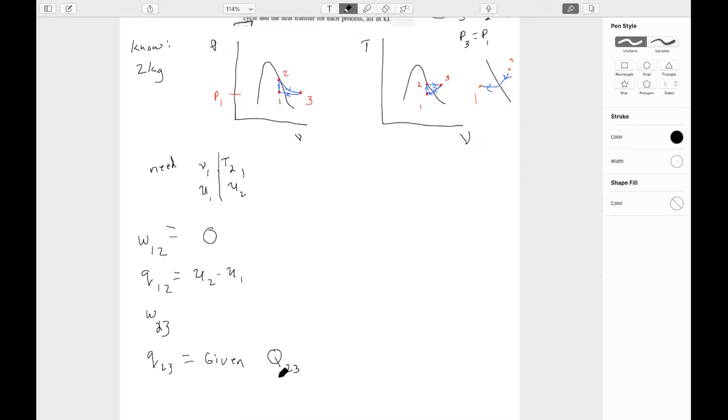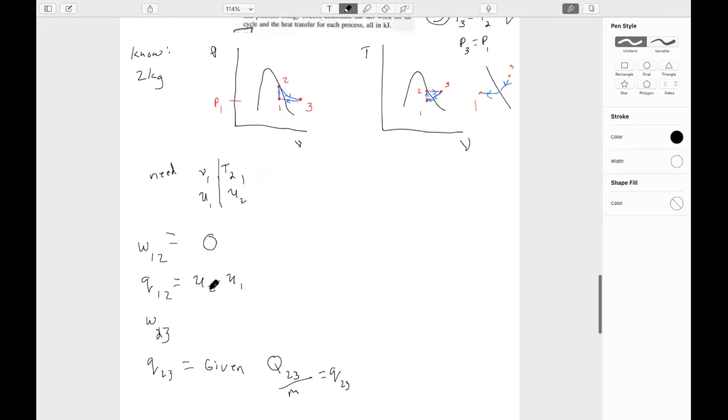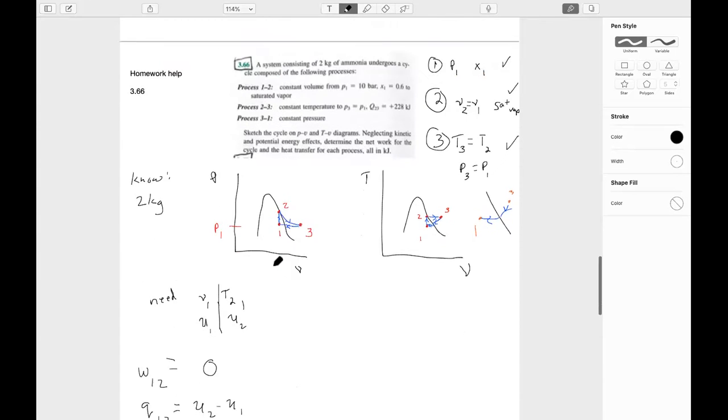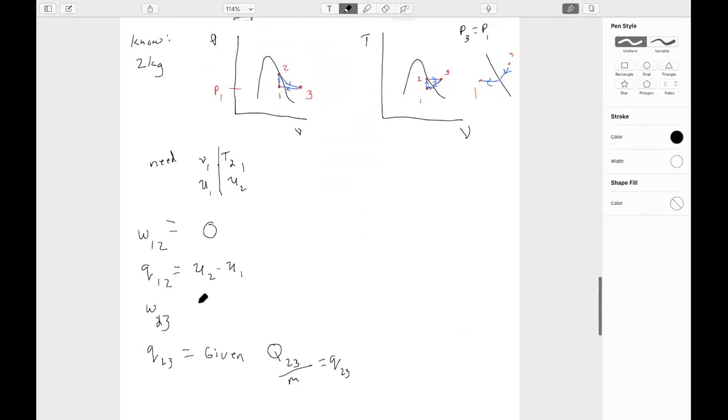And I probably would divide by the mass so that I can turn this into a little lowercase q, 2, 3. And then because I know the heat added, I can figure out the work from 2 to 3. The work from 2 to 3, I'm just going to get from the change in internal energy. So I'm going to say that the work from 2 to 3 is the heat from 2 to 3 minus delta U.